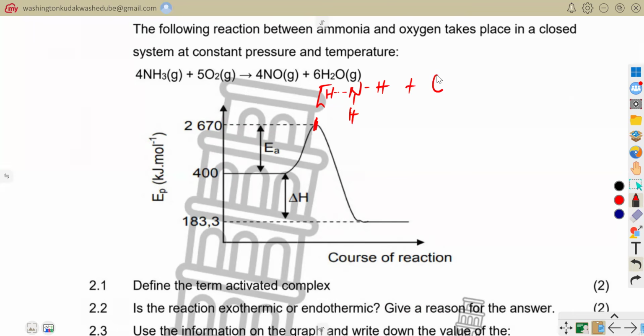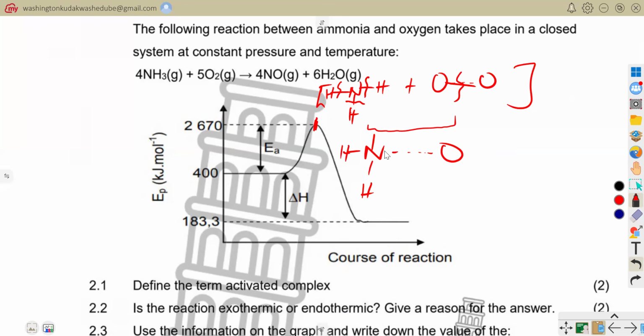And then when you react with oxygen, which is bonded like that, you would need to break these bonds, break that bond, so that at some point you would start forming the nitrogen-oxygen bond. So before that nitrogen-oxygen bond, you would have something like this. You have broken that bond that was here. You are now trying to join this, but you have also broken that bond.